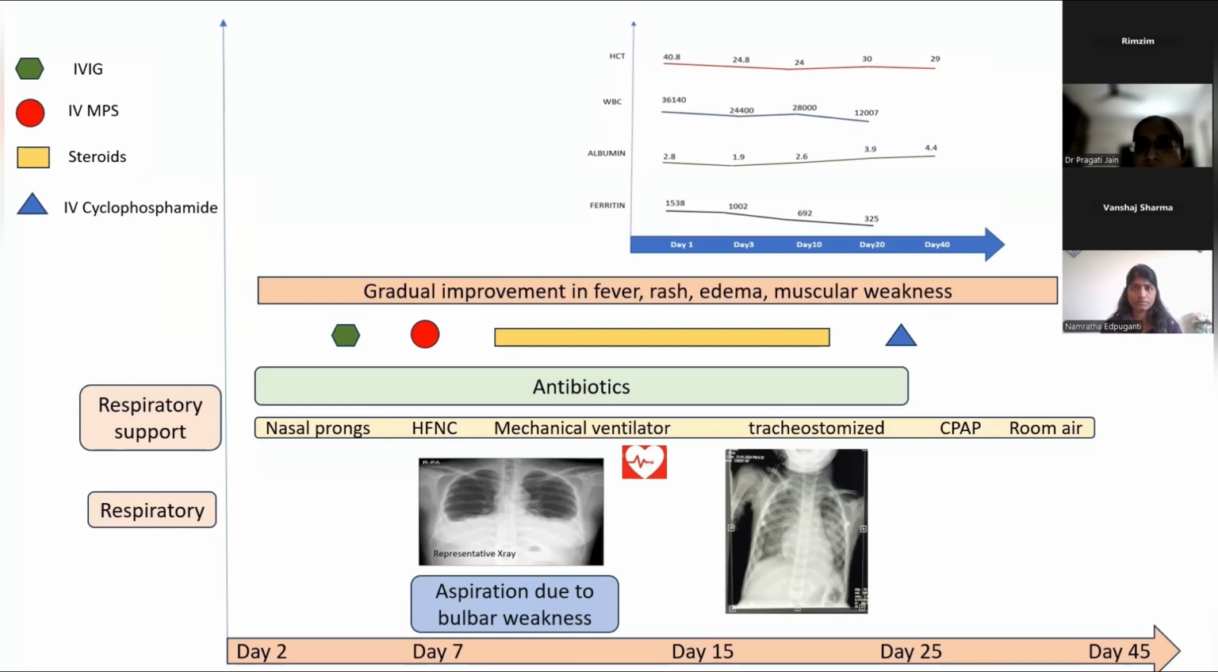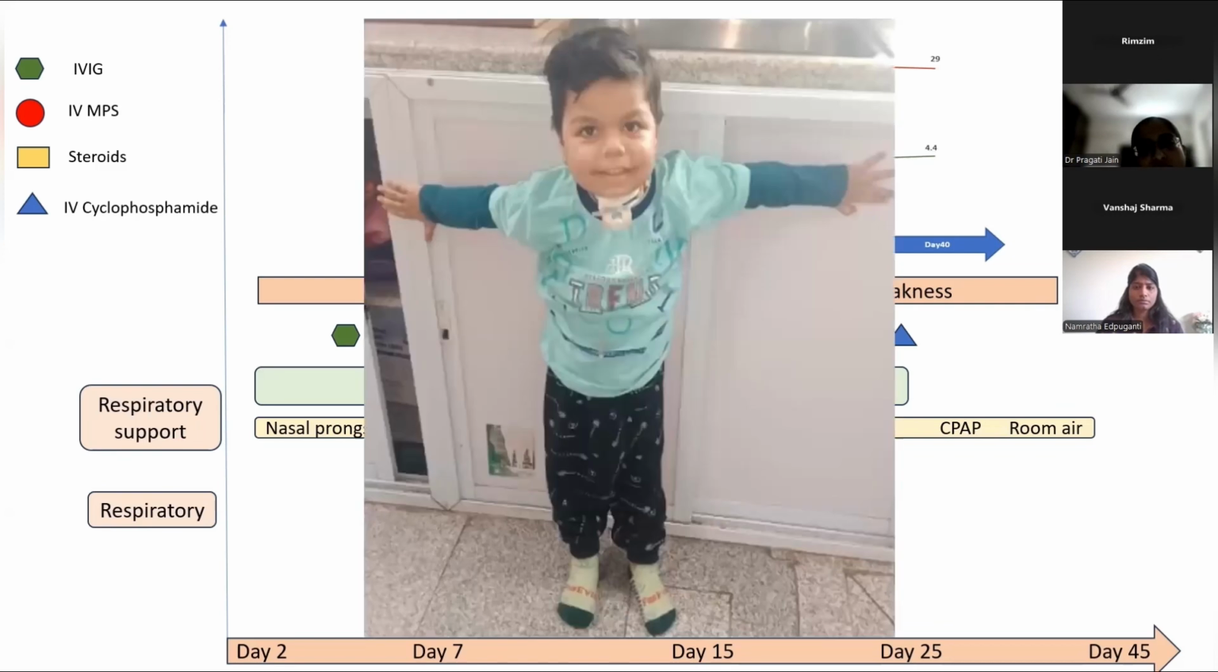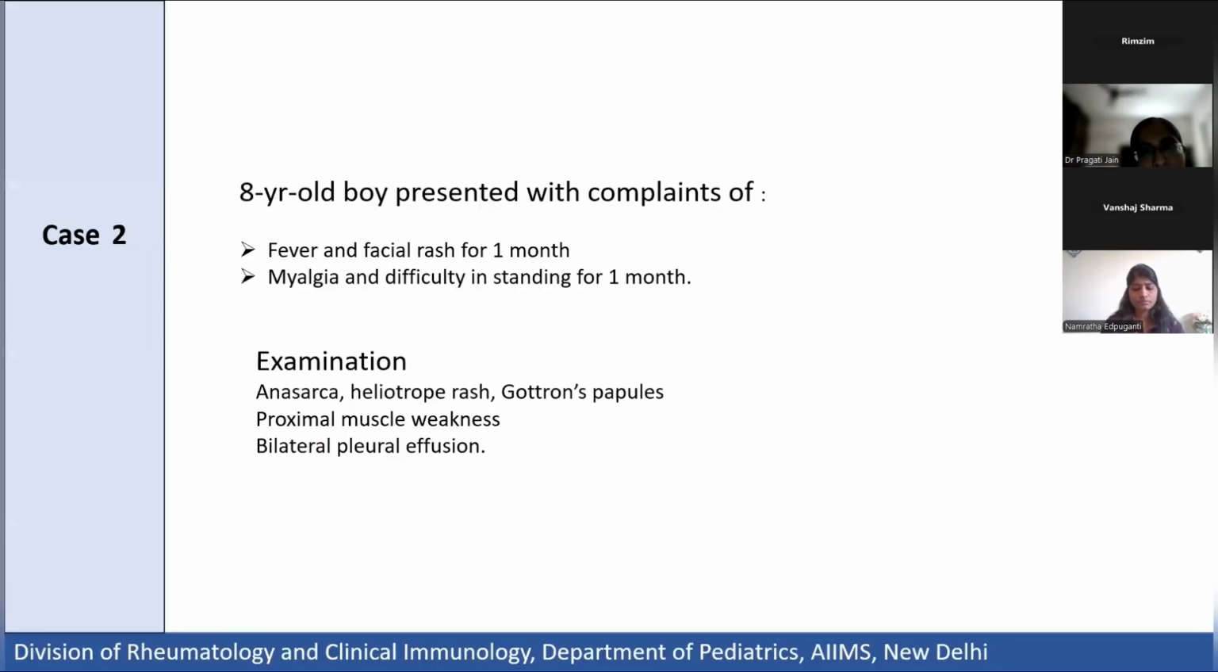During the course of the hospital stay, the child gradually improved. There was improvement in the WBC counts, in the albumin, and in the ferritin levels. And the child was discharged on day 45.